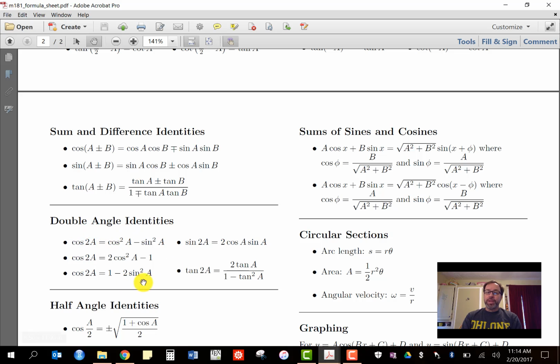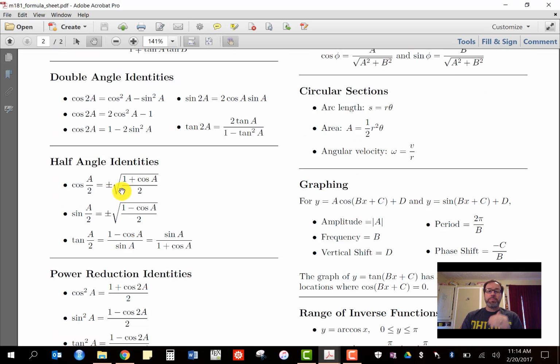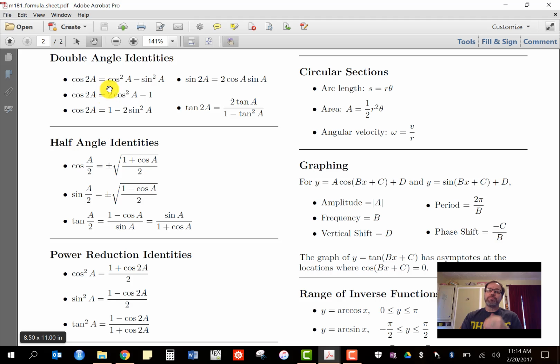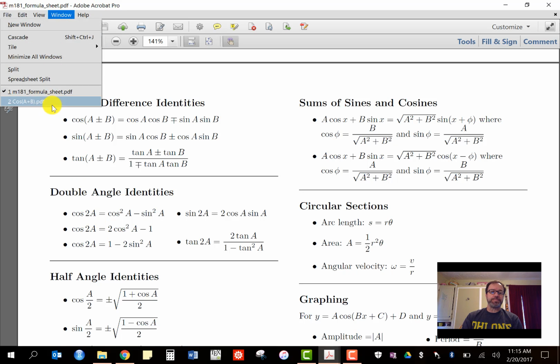Turns out that the double angle formulas all come from these sum and difference formulas. The half angle formulas all come from the double angle formulas, which come from the sum and difference formulas. The power reducing formulas come from the double angle formulas, which come from the sum and difference formulas. So all of these formulas are going to end up coming from just this one result, and that's why it's so important that we make sure that we believe that it is true.